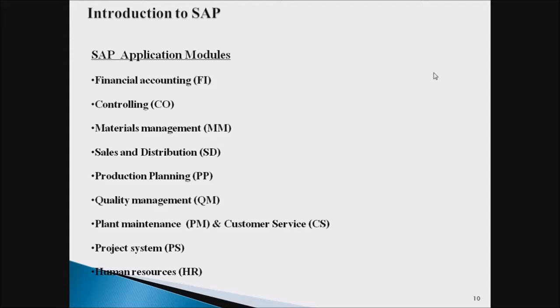So these are some of the widely used application modules. One most widely used module, we call it as FI, financial accounting. Then CO, that is your controlling. You have materials management, sales and distribution, SD, production and planning, quality management, plant maintenance and customer service, project systems, and human resources. Of all these areas, we are trying to talk about the financial accounting and the controlling side.